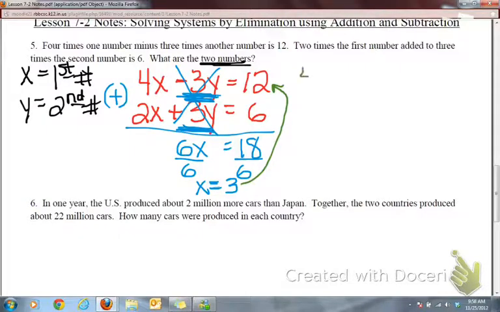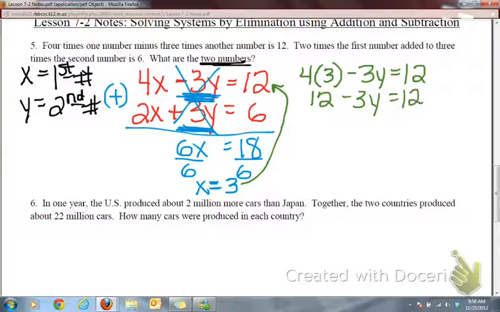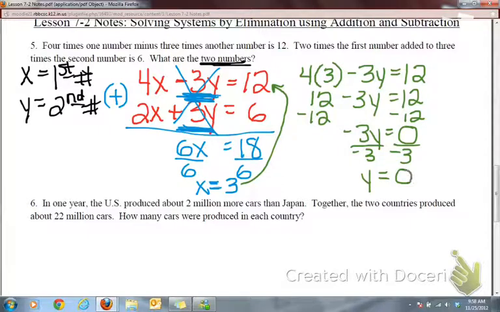So let's see, 4x, so that's 4 times 3, because x was 3, minus 3y equals 12. And then 4 times 3 is 12, minus 3y equals 12. Get y by itself, so take away the 12. So this will give me -3y equals 0. Doesn't happen very often. But when I divide by -3, I'm going to get y equals 0, because 0 divided by anything is 0. And so my numbers are 3 and 0.